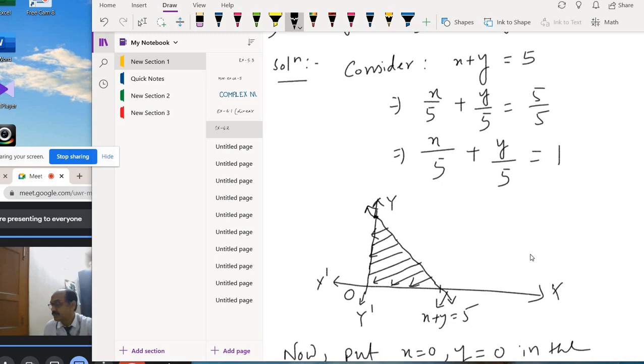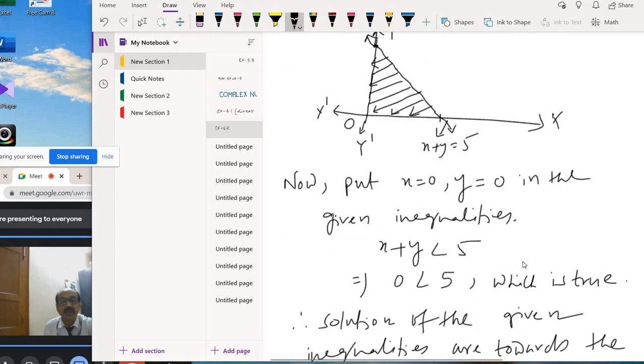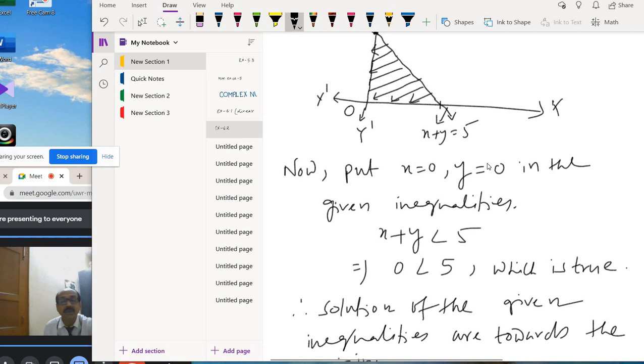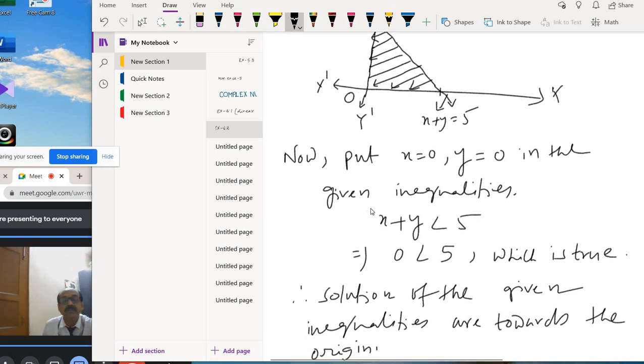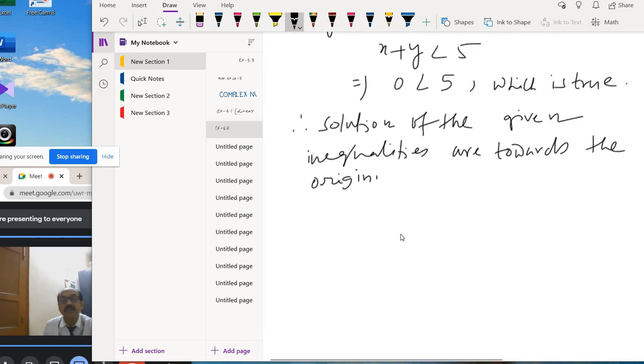Okay, this is the line x plus y equal to 5. Okay, it is clear. Yes, sir. So this is the solution set towards the origin. Clear? Any question? No, sir. Okay. So do the next question, number 2.